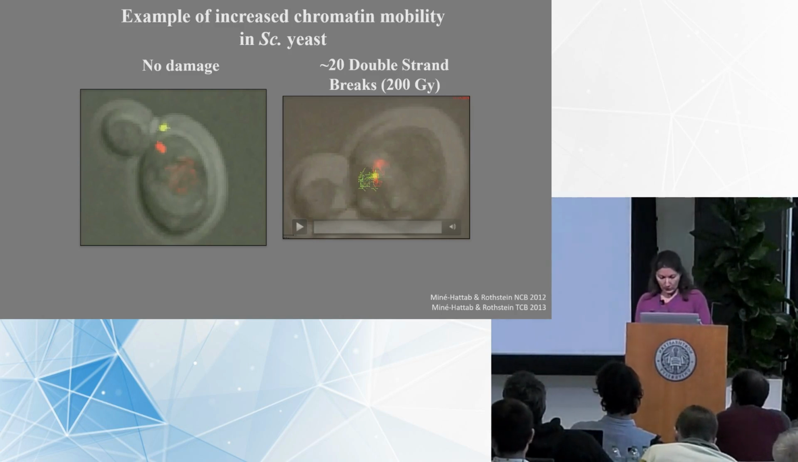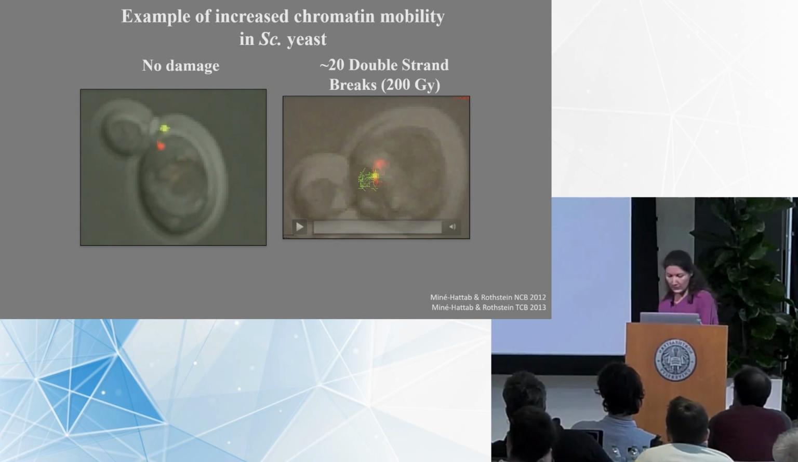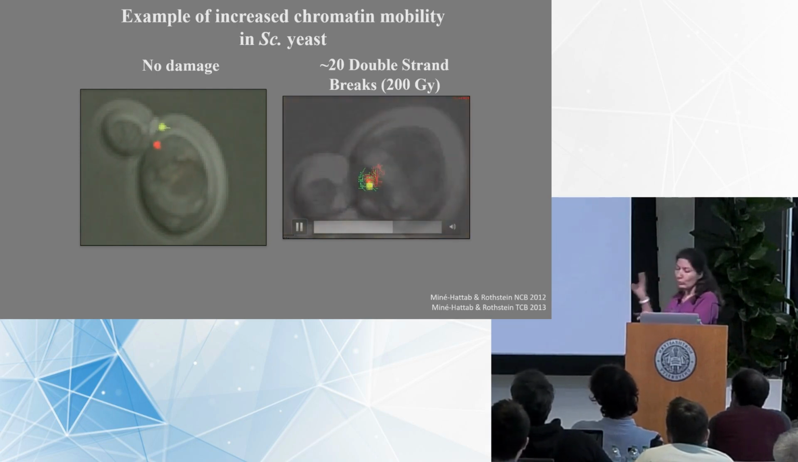Just to give you the most impressive example, the difference in dynamics is very dramatic. So you can really see here, when there is no break and when there are multiple breaks, how two chromatin loci can really move differently.